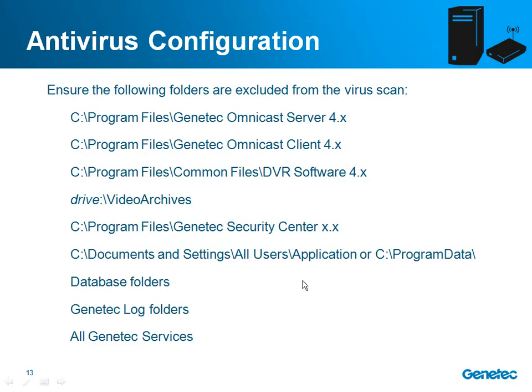If you are running antivirus software on the server, please make sure to exclude the following list of folders. These are the base program file folders where the software is stored, the video archives folder where the archiver keeps the G64 video files, and as well we should include any folders where we are keeping our database files, logs, and services. This will help us avoid wasting a lot of time and CPU resources scanning the archive video files on a large hard drive when it's not needed.